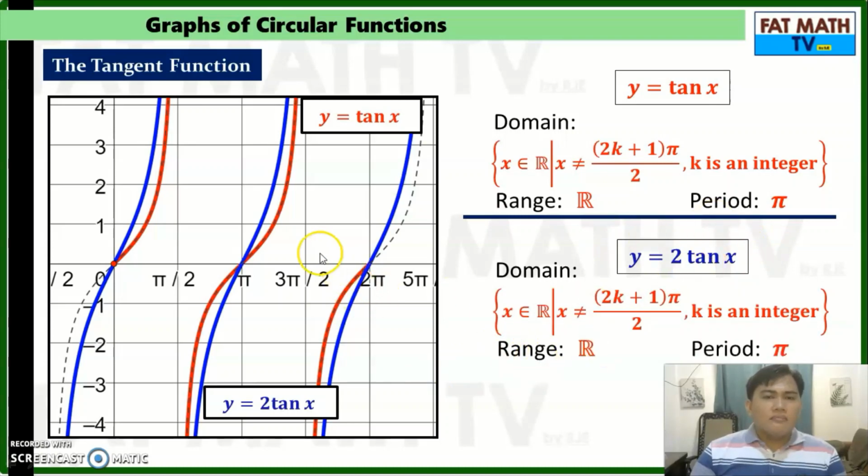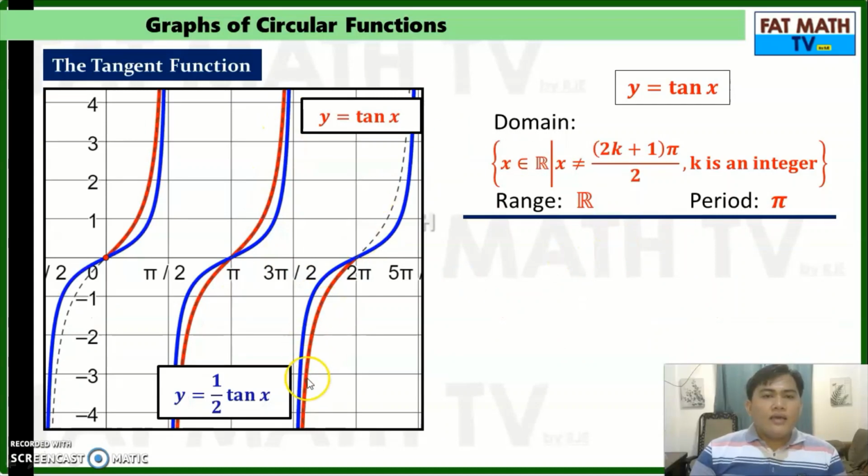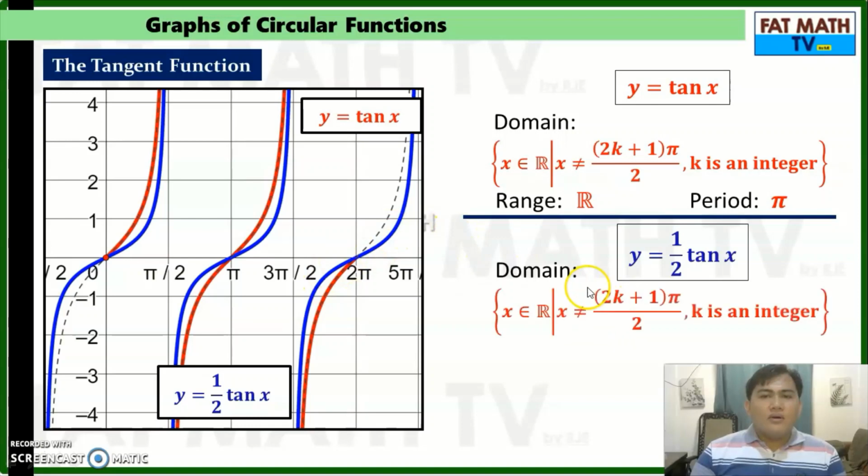Okay, it's all the same, except that this y equals 2 tan x is a bit steep. And then if the number there is 1/2, let's say, less than 1, it will be a bit like this, flatter in this part here. But then we still have the same domain, because we have the same vertical asymptotes here, same range, and same period.